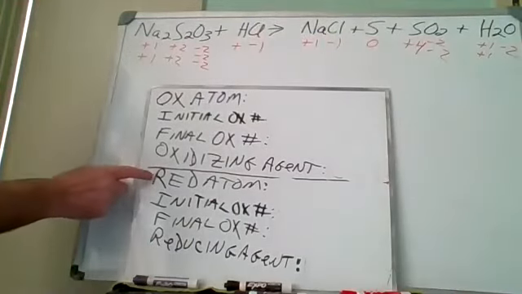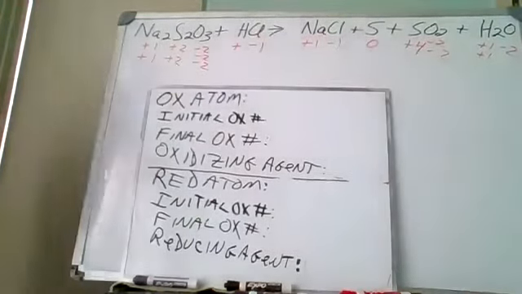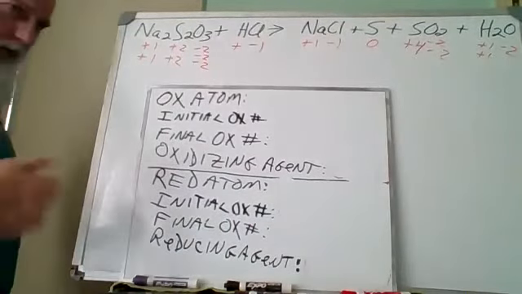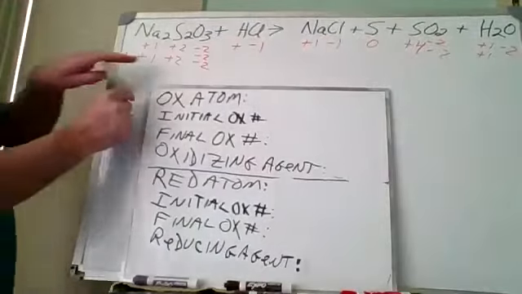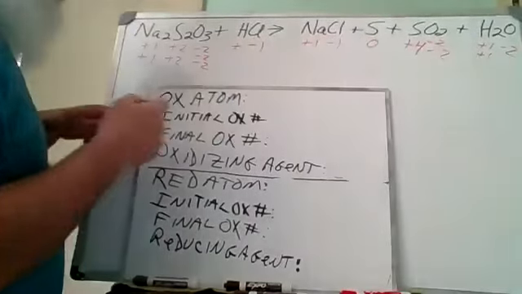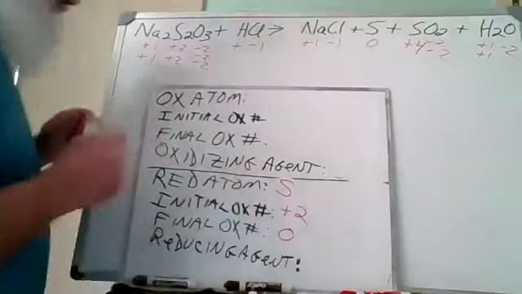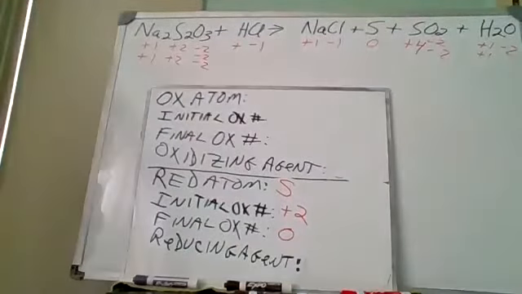So again, as always, I like to do the reduced atom first, because I'm looking for which atom has its oxidation number being reduced, in other words, getting smaller. Here I see sulfur going from +2 to 0. So sulfur, +2 to 0.